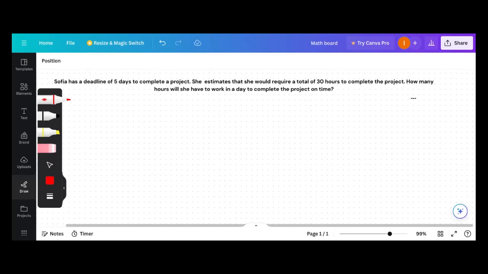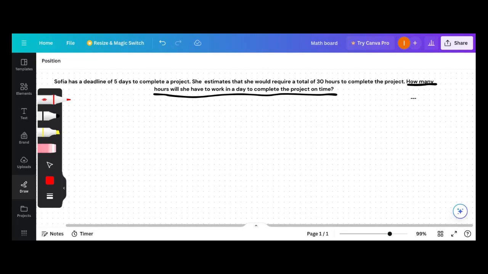So, the first step to solving any division problem for word problems is asking yourself, what is the question that is being asked? So here it clearly states the question. How many hours will she have to work in a day to complete the project on time? That is our question. The next step is pulling out important information that we will use to answer this question.